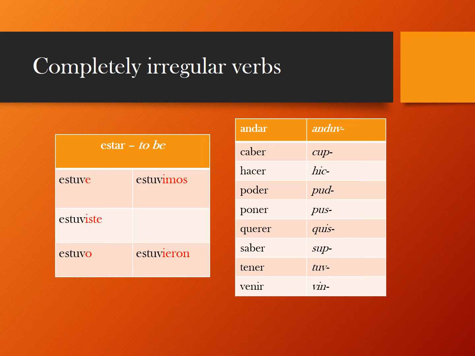So andar changes to anduv. And then those endings in red, anduve, anduviste, anduvo, anduvimos, anduvieron. Hacer changes to hic, hice, hiciste, hizo. Hicimos, hicieron. Hizo, by the way, has a spelling change, H-I-Z-O. Everything else on here does not. Poder, pude, poner, puse, querer, quise, saber, supe, tener, tuve, venir, vine. Yeah, bien.